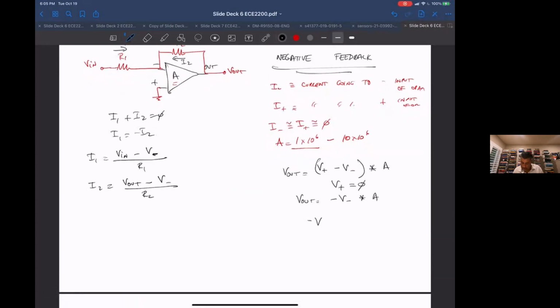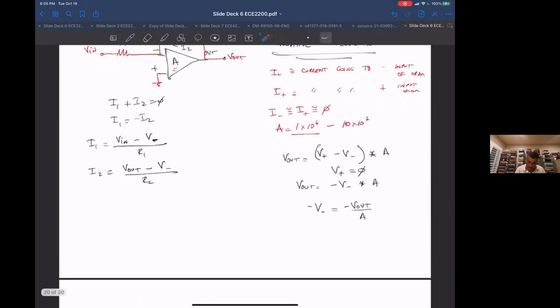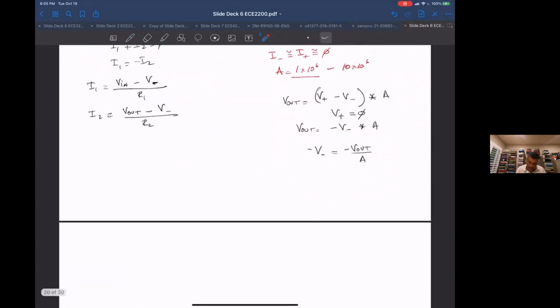Or the minus V minus is going to be V out over A, negative V out over A. Okay, so I'm going to plug this guy back into here, and then equalize the two. So I1 is V in minus, it's minus minus, so it's plus V out over A over R1. I'm just plugging this thing into this thing, into this guy.